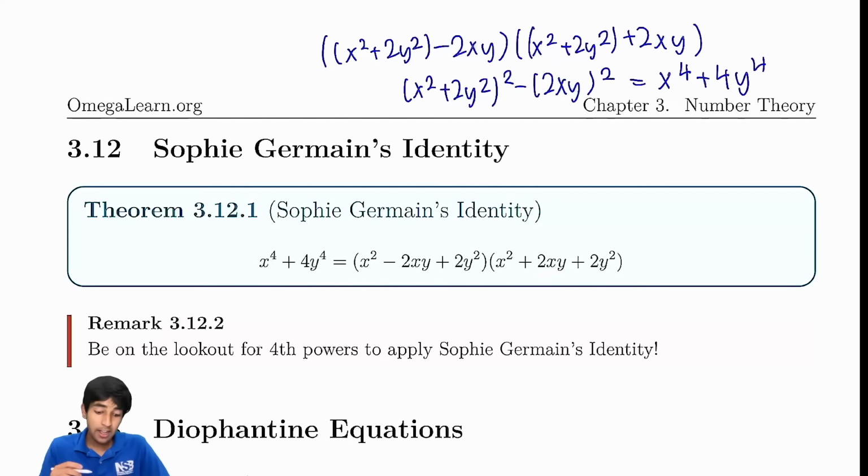It's really important. And you especially want to be on the lookout when you see fourth powers or any multiple of fourth powers, so like 36th powers or 8th powers. In fact, there was this AMC problem that completely telescoped with this.